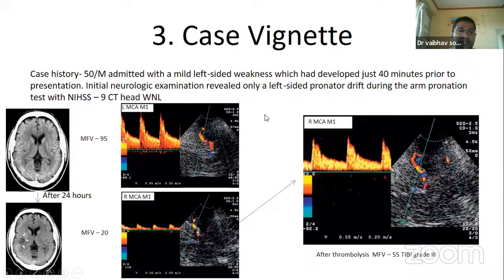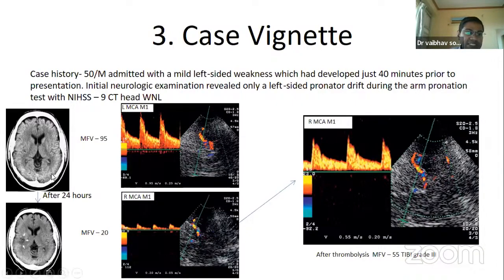Now the third case vignette. The case history: a 50-year-old male admitted with mild left-sided weakness, which had developed just 40 minutes prior to presentation. Initial neurological examination revealed only a left-sided pronator drift during the arm pronation test, with an NIHSS score of 9, and the CT head was within normal limits.